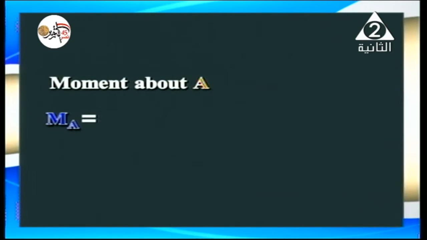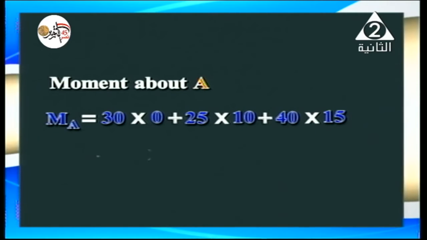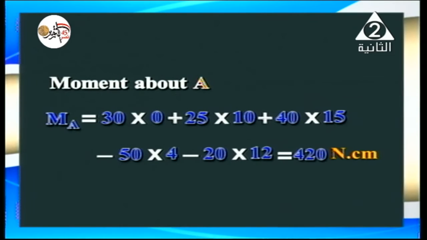equals the force times the length of the perpendicular: 30 times 0 plus 25 times 10 plus 40 times 15 minus 50 times 4 minus 20 times 12 equals 420 Newton centimeter. Remember, my dear student, the unit of moment equals the unit of force times the unit of distance, centimeter.